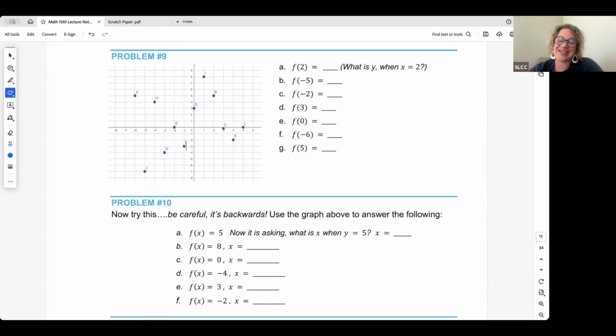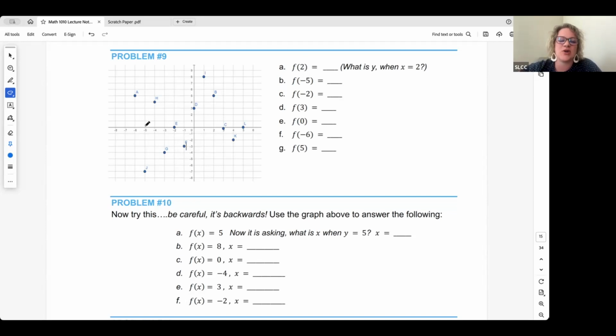Hey everyone, today we're looking at section 1.2 functions. We'll be going over problem number 9, number 10, and number 11. We're trying to evaluate functions at a specific x value. When I input 2, what is the output? Be careful, the graphs can get confusing, so make sure you know where you're going.